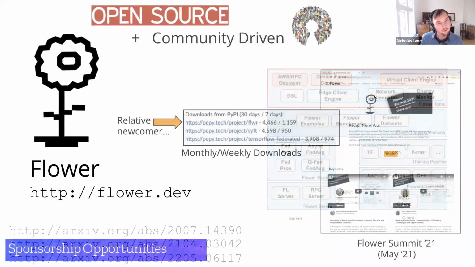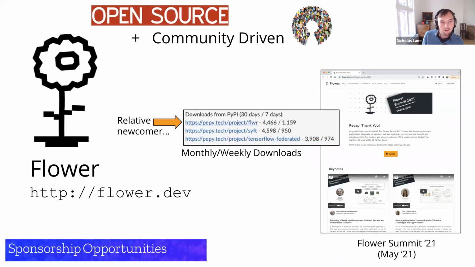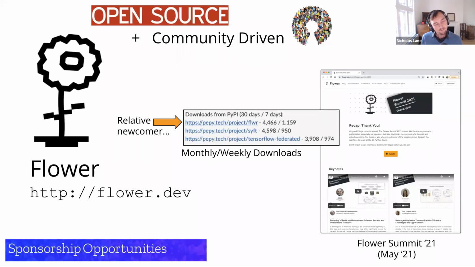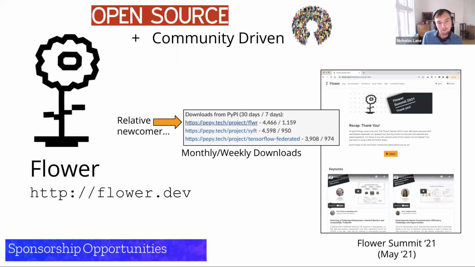And so this has been a community we've been working on for a couple of years. We now have 30,000 downloads of Flower every month. We have an annual summit where we invite people doing work in federated learning and also users of Flower to discuss where it's going and shape what types of facilities are required by the community.